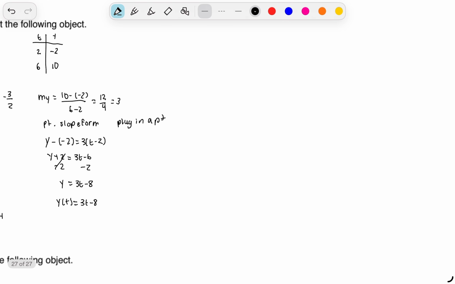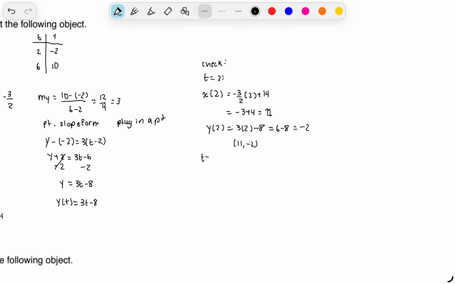Now we can check our work by checking t is equal to 2. For x of 2, you have negative 3 over 2 times 2 plus 14, which is negative 3 plus 14, which is 11. Now for y of 2, you have 3 times 2 minus 8, which is 6 minus 8, and that's equal to negative 2. So when you plug t of 2 into the two equations, we got (11, -2).